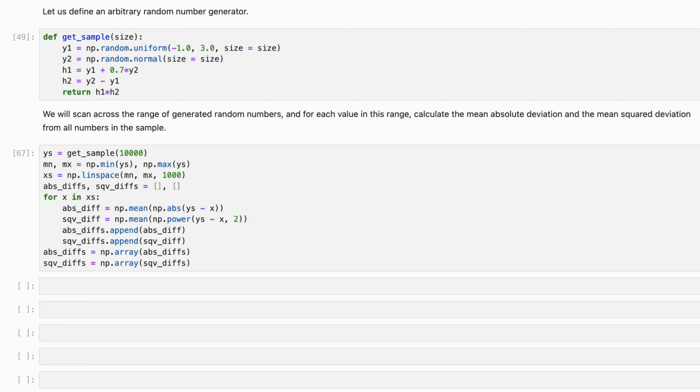To do that, we start with any arbitrary distribution, or in other words, a random number generator. In cell 49, we implement such a generator. We then use it to produce a set of random numbers. In cell 67, we vary x from the minimum value in our sample to the maximum in small increments. For each value of x, we calculate the mean absolute difference between x and the sample values and the mean squared difference. This allows us to empirically find one x that minimizes the mean absolute difference and another x that minimizes the mean squared difference.